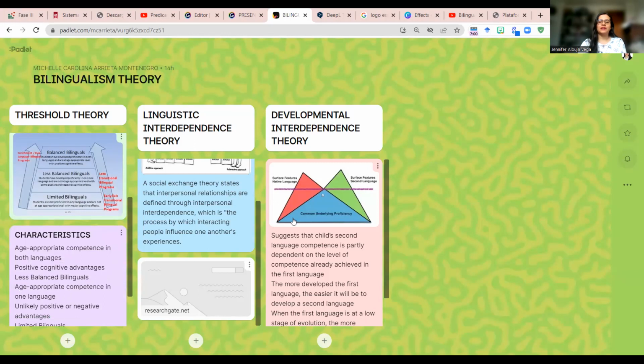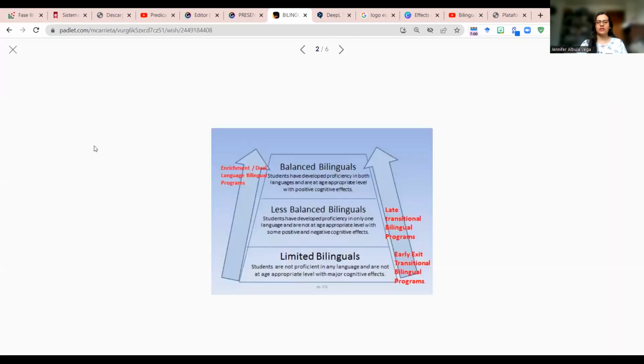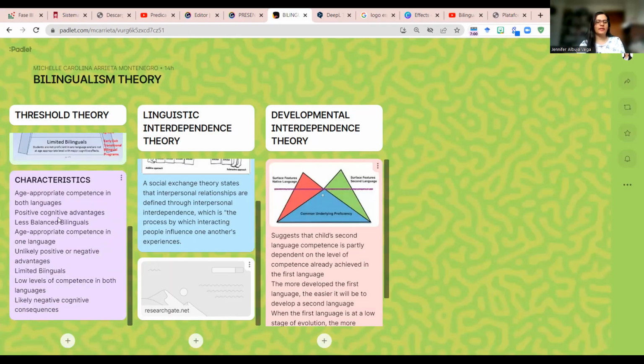For that, we can present here a little picture about the balance that must exist in this theory. Then we can cite some characteristics, for example, the age-appropriate competence in both languages, that we have to take into account the positive cognitive advantages and the less balanced bilinguals in any of them.